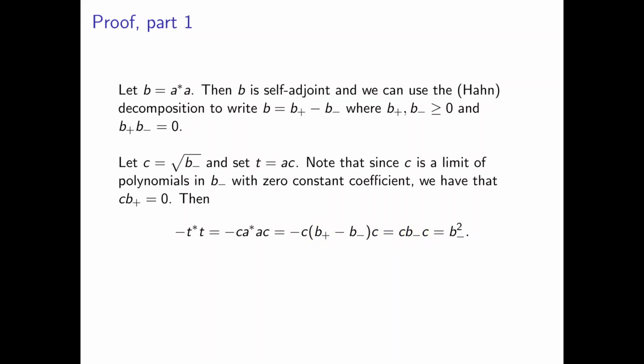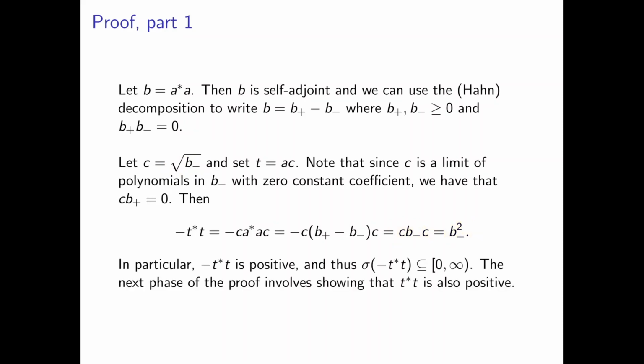But now look at c, it's the positive square root of this. So it commutes with b minus, which means that this is just b minus squared. And thus it's positive because b minus is positive, so minus t star t is positive as well. And we see that the spectrum of this is positive.